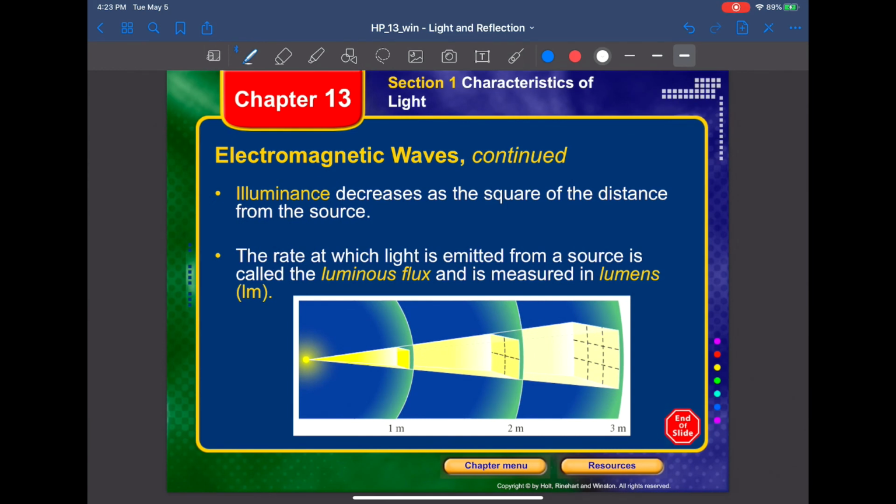This can also explain some bigger concepts such as illuminance. So what happens in terms of illuminance? Think of illuminance as how bright the light is as you go far and far away from the source. As you go far away, the illuminance of the light decreases with the square of the distance from the source. So as you go far and far away, the intensity of the light, or the illuminance, reduces by a large amount. The rate at which light is emitted from a source is generally called luminous flux and is measured in a unit called lumen.